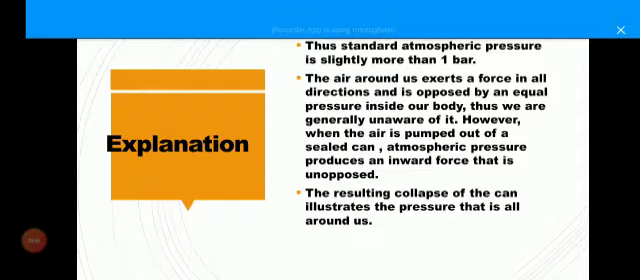The air around us exerts force in all directions, opposed by an equal pressure inside our body. Thus, we are generally unaware of it. However, when the air is pumped out of a sealed can, atmospheric pressure produces an inward force that is unopposed. The result is the collapse of the can, which illustrates the pressure that is all around us.